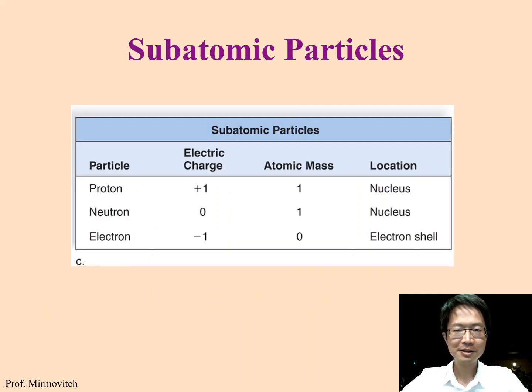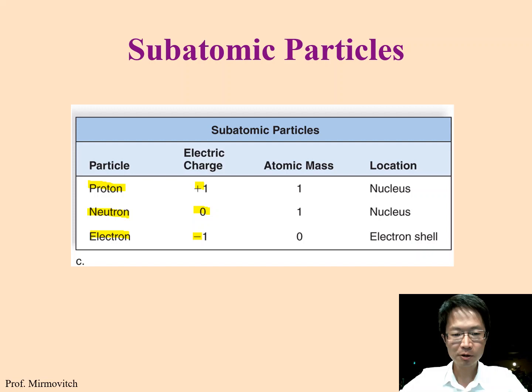Subatomic particles, as I mentioned previously, you have proton. Proton P goes with P, that is a positive charge. Neutron N goes with neutral, that means no charge. And then electron is negative charge.